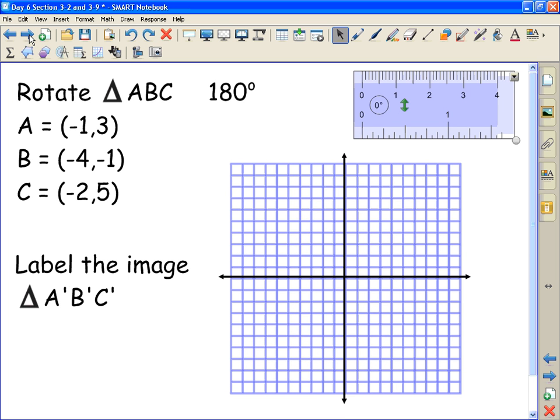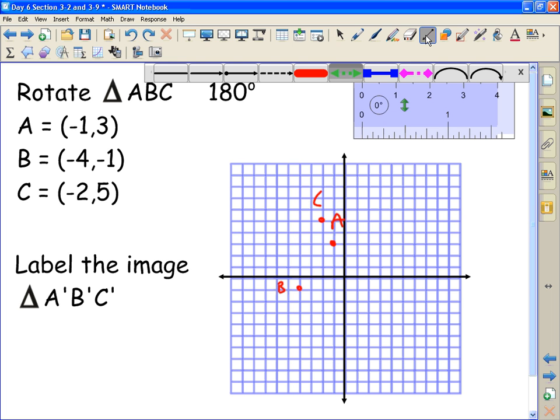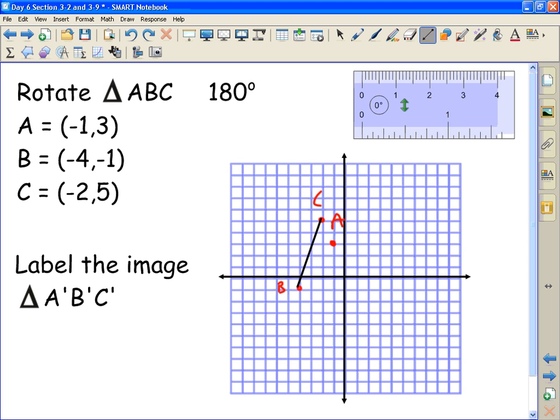Rotate triangle ABC 180 degrees. A is found at -1, 3. So I'm going to start by graphing my triangle ABC. A. B is at -4, -1. And C is at -2, 5. On doing that, going to connect it.